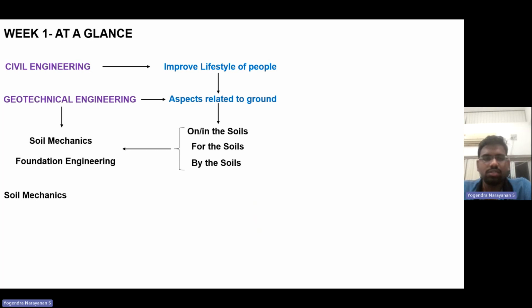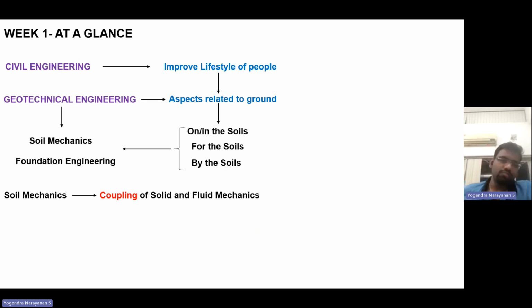So what is soil mechanics? Soil mechanics is the study of soils, the soil mass, which comprises both solid particles as well as fluid. So essentially, it is a coupling of solid and fluid mechanics. In due course of time, you will realize how solid and fluid mechanics are blended with each other and how it is applied to the material called soil.